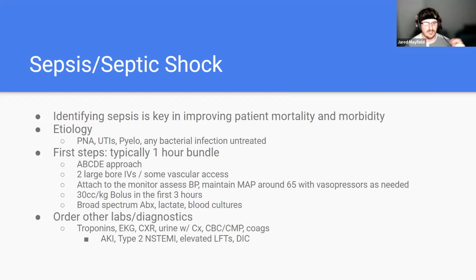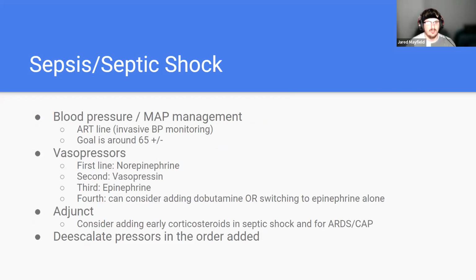Then after all that, you'll get the other labs and diagnostics: your troponins, EKG, chest X-ray, urine with culture, CBC, CMP, coags, all that kind of thing. And again, you're looking for end organ damage, so AKI, you can have a type 2 STEMI, elevated LFTs, DIC, as just examples. And then the key cornerstone to shock is blood pressure management, or MAP management. In general, if it's shock, you want to do invasive monitoring by way of an art line. And the goal is to keep the MAP around 65.